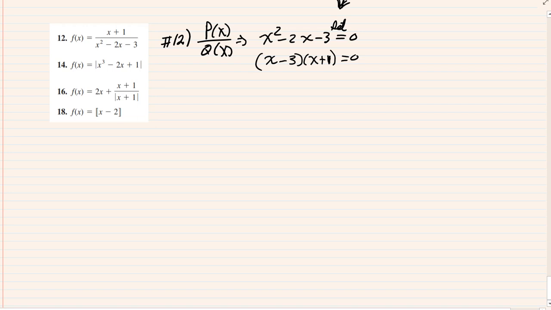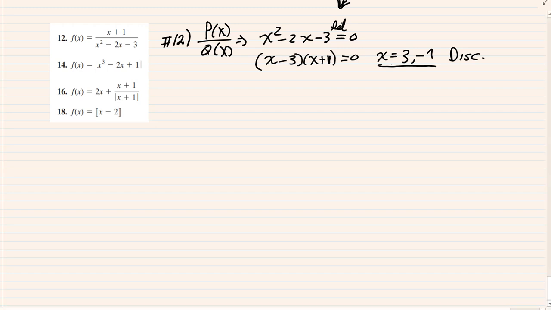Correct? So we said each factor equals 0. X must be 3 or negative 1. So those are the discontinuities. It's discontinuous at 3 and negative 1. And what's going to happen in the graph, when we look at these later on, you're going to have two vertical asymptotes. Number 14, there's no discontinuity.